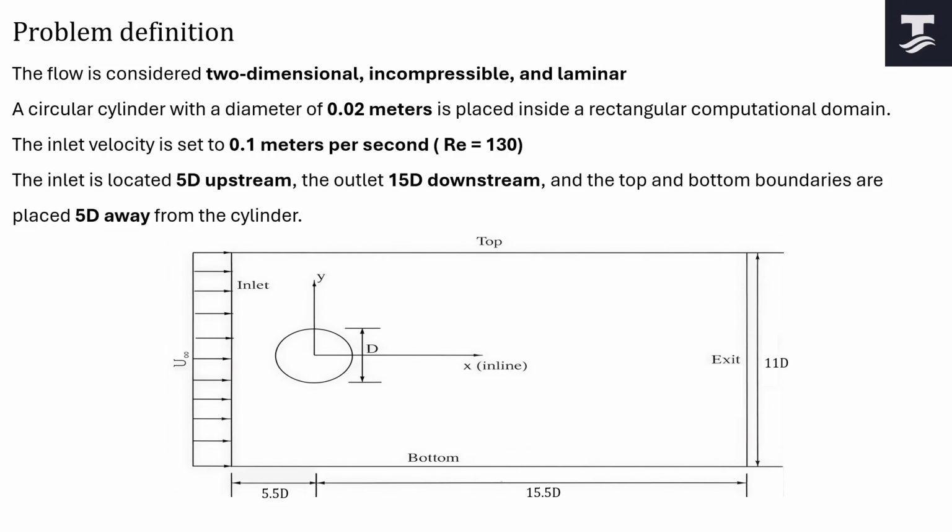The computational domain is chosen large enough to minimize boundary effects. The inlet is located 5D upstream, the outlet 15D downstream, and the top and bottom boundaries are placed 5D away from the cylinder. In this video, we will go through the geometry creation, solver setup, and post-processing step by step.